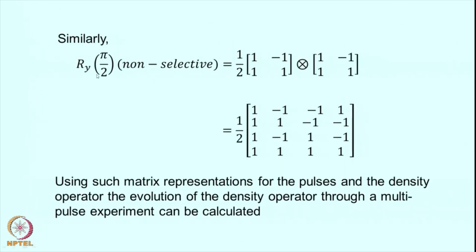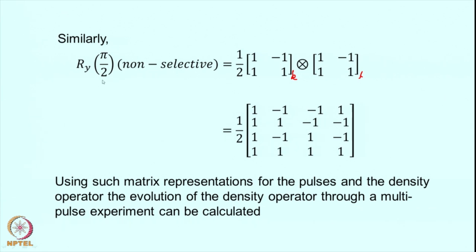So here similarly we calculate for Ry pi by 2. I have here 1 minus 1 1 1, this is for spin k, and this one is for spin L, and I take the direct product. So if I take the direct product, I get here 1 minus 1 1 1, that is the same, and then this is basically multiplying with minus 1 this whole thing. So I get here minus 1 1 minus 1 minus 1 here, and this will be 1 minus 1 1 1, and this will be 1 minus 1 1 1, because all these are 1s here, right. So therefore these will be the same except this term will be different.